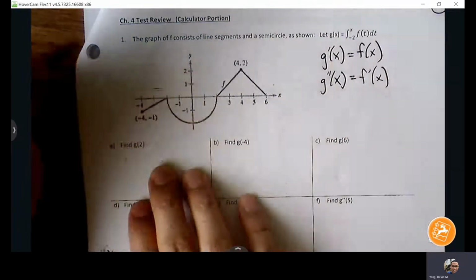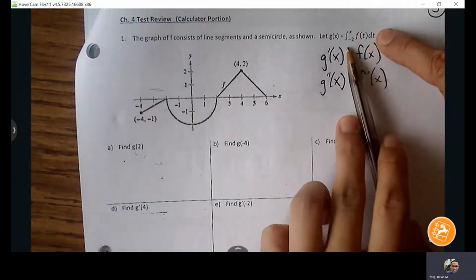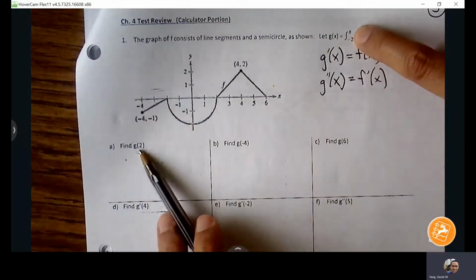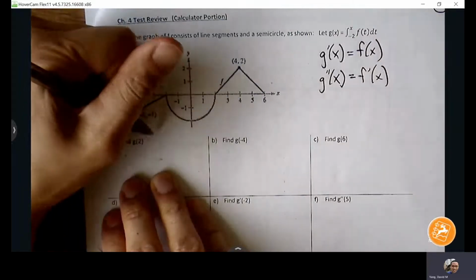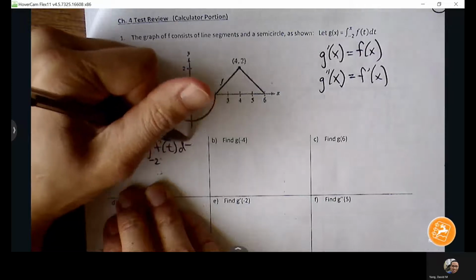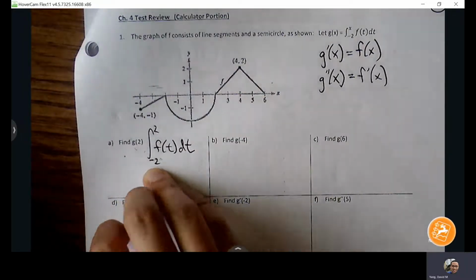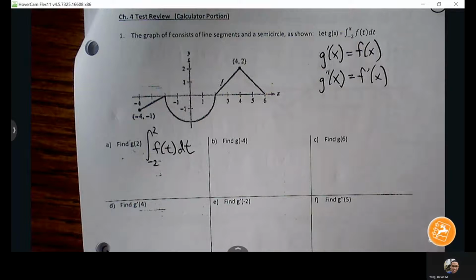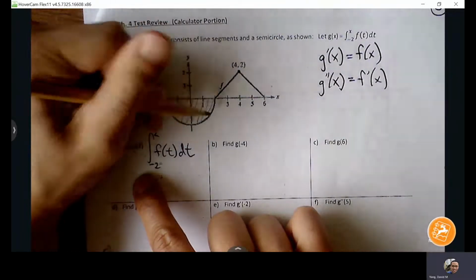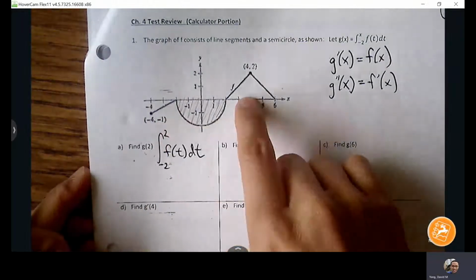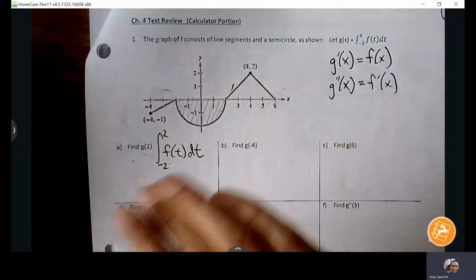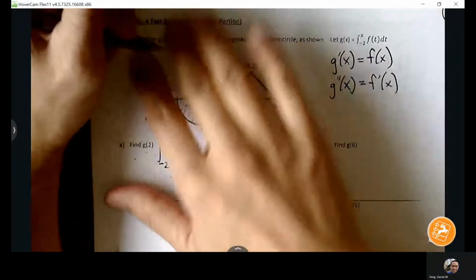Okay, let's start with G of 2. G of 2, we look at G of 2 as defined as the integral from -2 to x. Replace the x with your x value that you have here. So -2 to 2. We have a semicircle that sits below the x-axis. We know it's going to be area related, but we know it's going to be negative as well.